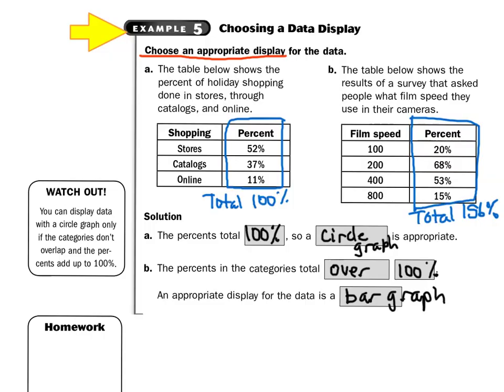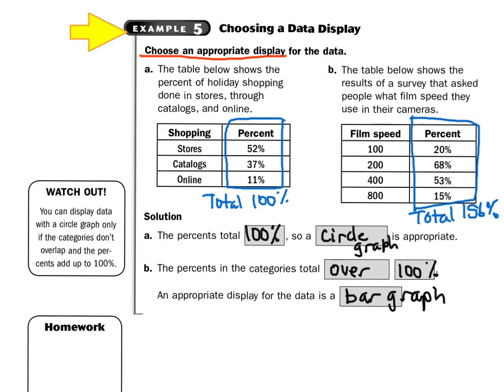Okay, and take a look at example 5 with me, choosing a data display. So they want us to choose an appropriate display. So look at table A. The table below shows the percent of holiday shopping done in stores or through catalogs or online. And so I want you to notice something. Whenever they give you a percentage, you always want to quickly add it up. And 52% plus 37% plus 11% is a total of 100%, okay? So make sure you add it up and just check that.